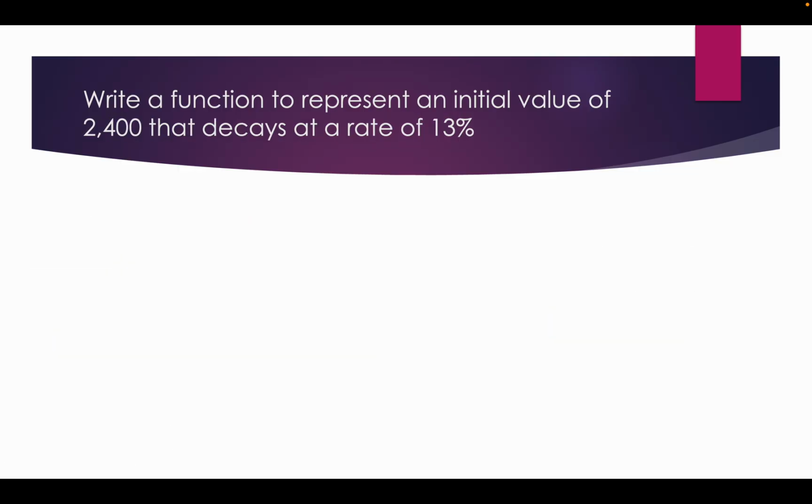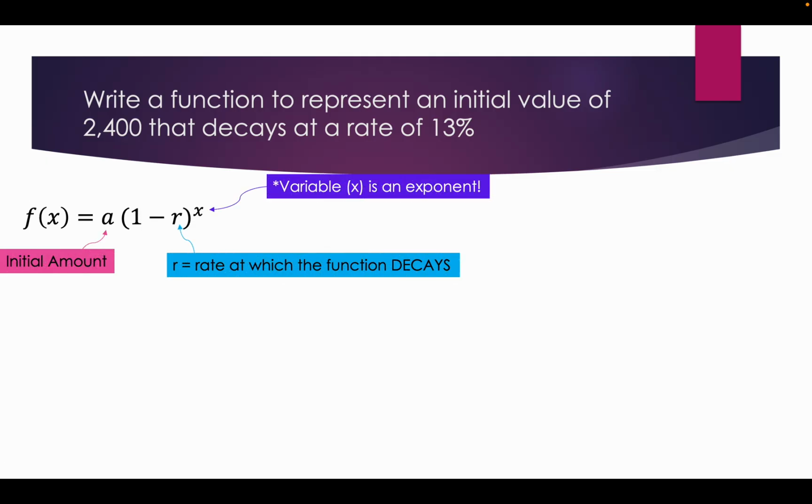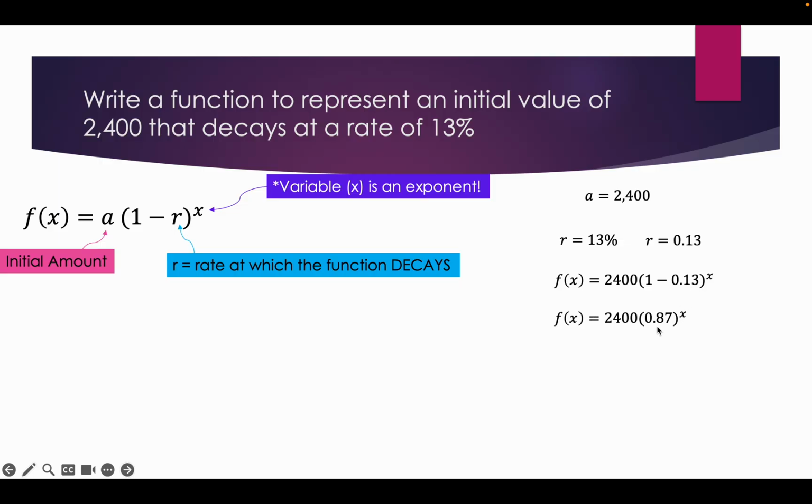All right, write a function to represent an initial value of 2400 that decays at a rate of 13%. So decay, telling us we're going to use minus here. The initial amount is going to be 2400. Our rate is 13%, or 0.13. We plug it into our function. 1 minus 0.13 would leave us with 0.87.